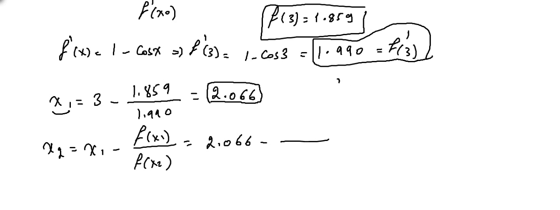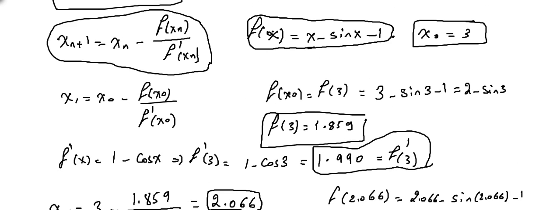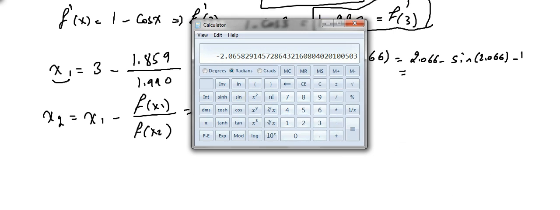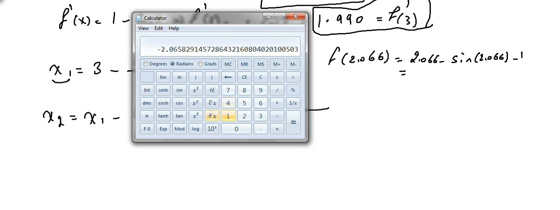Let's see what f of x1 is, which is f of 2.066. The original function was x minus sine x minus 1, so 2.066 minus sine of 2.066 minus 1. Let me see what this value is equal to. Let's find this value first.